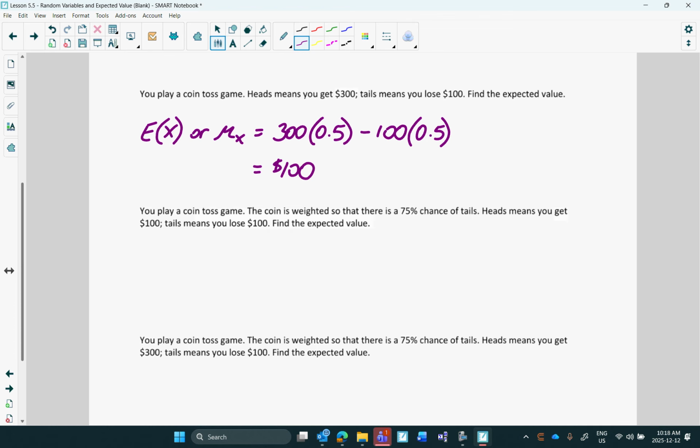How about this one? Coin toss again, but this time the coin is weighted so that the chance of tails is greater, 75%. Heads means you get 100, tails means you lose 100. Hopefully you're looking at that saying, yeah, I don't think so.